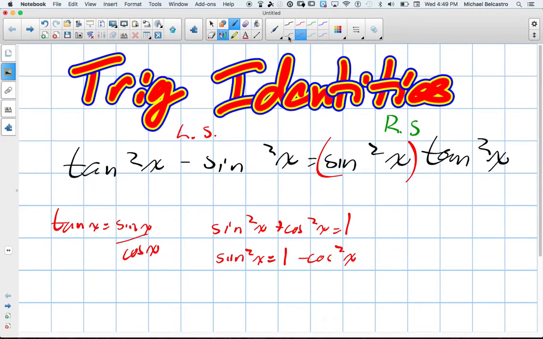So we're going to work on the right side here. Okay, don't worry, we'll get it there. So I'm going to replace that. That now becomes 1 minus cos squared x, times tan squared x.